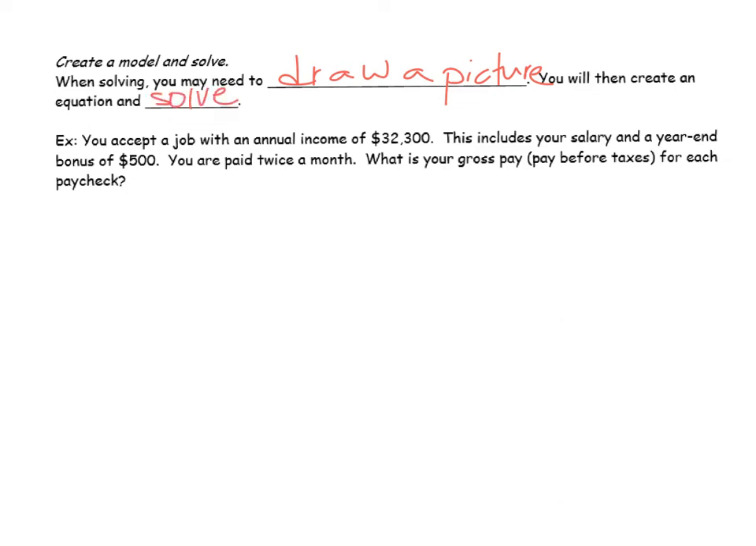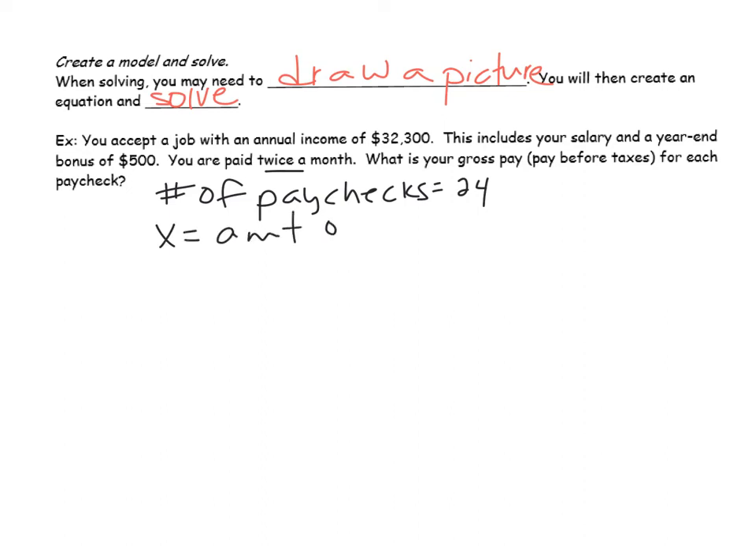Let's take a look at our first example. You accept a job with an annual income of $32,300. This includes your salary and a bonus at the year end of $500. If you're paid twice a month, what is your gross pay for each paycheck? So as we think about this, you get paid twice a month, so how many paychecks would you have in 1 year? So your number of paychecks would be 24. 2 times 12. We don't know how much each paycheck is, so we'll say X is the amount of your paycheck. 24 times X should then be how much you get paid throughout the year.